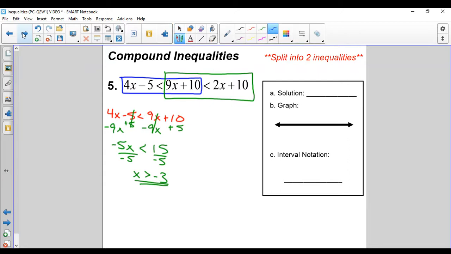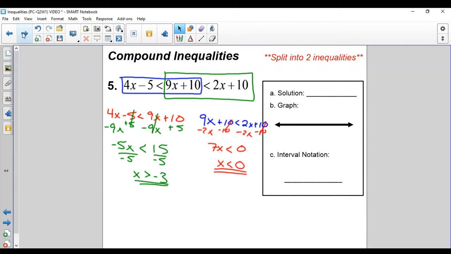Second solution comes from the middle and right side, like I mentioned. Subtract 2x, switch up colors. Subtract 2x, subtract 10 while we're at it too. That cancels out, which is just fine. We get 7x is less than 0. Divide by 7, technically, we still get x is less than 0. There's my other solution.